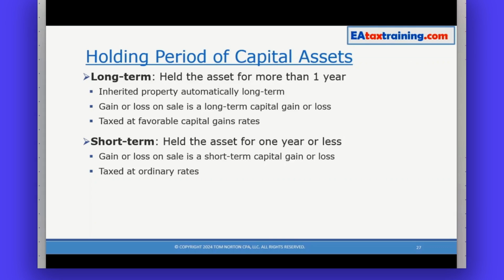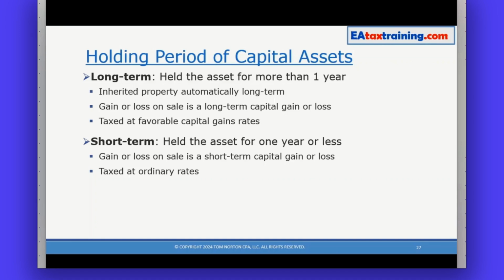And any inherited property is automatically considered long-term. So maybe your mom died, you got that Walmart stock just a few months ago, and now you turn around and sell that Walmart stock. That is still considered a long-term capital gain, even though you've only had it for a few months. The gain on the sale of a long-term asset counts as a long-term capital gain, and those are the gains that are taxed at favorable capital gains tax rates.